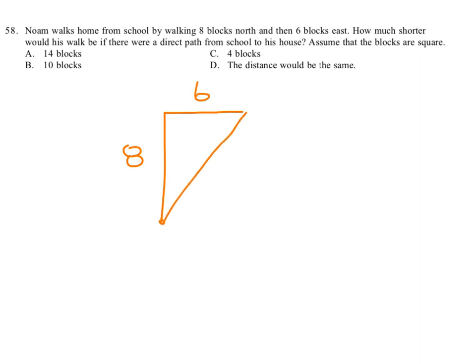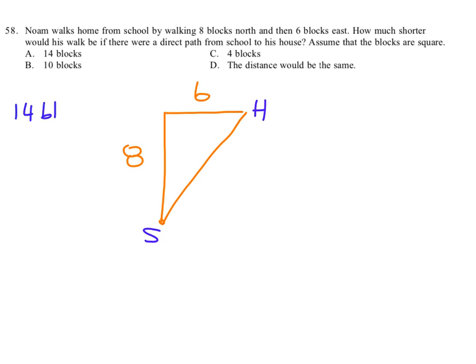Okay. Now, this is a fun question because how far would he be walking if he walked along the street? It says, how much shorter would his walk be if there was a direct path from school to his house? Okay, so school is here, his house is here. And if he has to walk along this path, he's walking 8 blocks this way, 6 blocks this way, for a total of 14 blocks that he's walking.